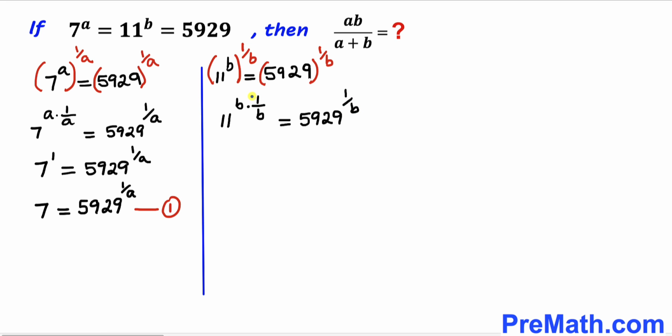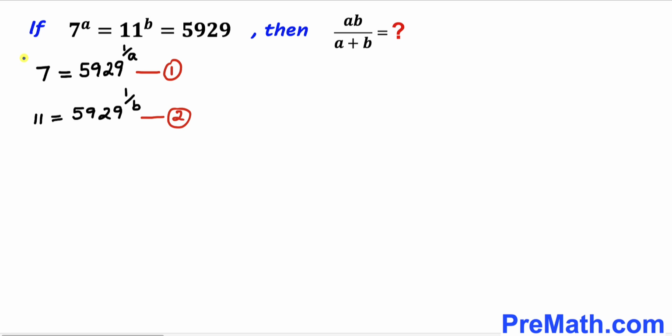And now we know that b and 1 divided by b cancel each other out, so we ended up with simply 1. And now 11 power 1 is the same as 11, so I can write 11 equals 5929 power 1 divided by b. And I'm going to label this one as our equation number 2. So thus we ended up with this system of two equations. 7 equals 5929 power 1 divided by a, and the second equation is 11 equals 5929 power 1 divided by b.